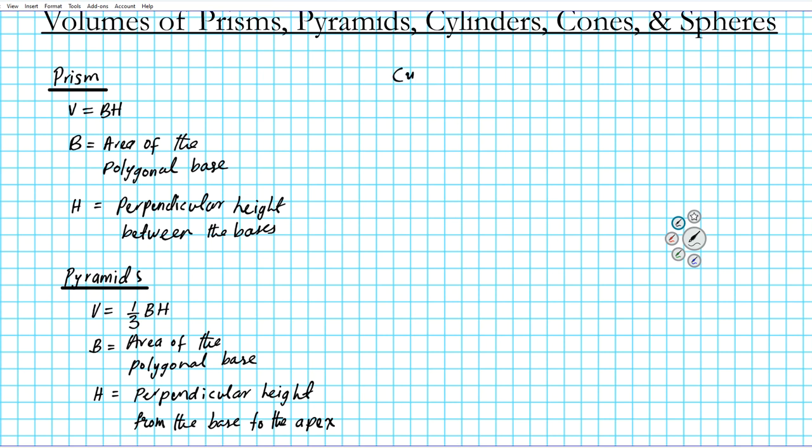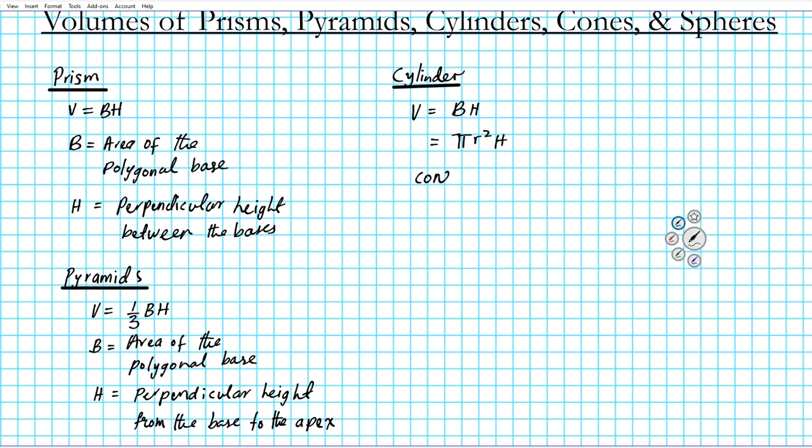All right, for a cylinder, that's the next one we're going to be looking at. The volume of a cylinder is similar to that of a prism. The volume V is equal to big B times H. But it's a circular base, so if we find the area of a circle, this formula can be extended into V equals pi r squared times H. So big B for a cylinder is the area of the circular base and H is the height.